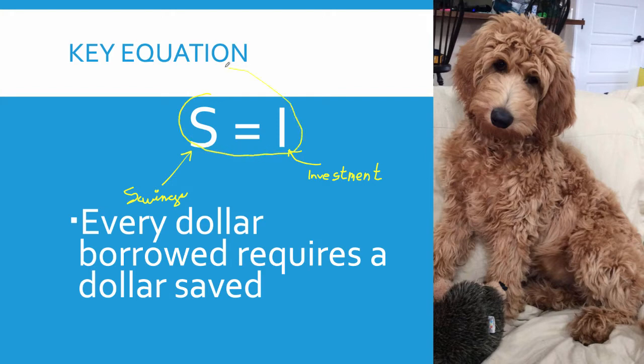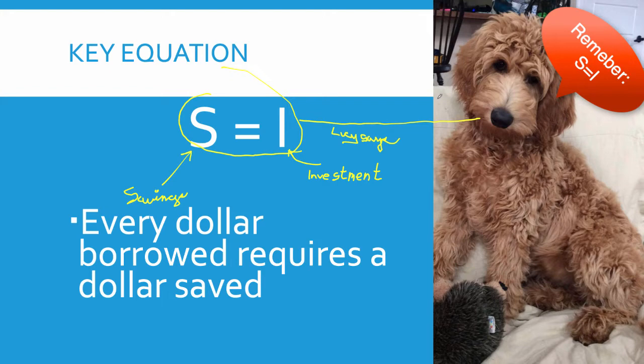to have any savings. So think about this. Lucy says, if you don't have any savings, you cannot have investment. Lucy says, if you want to understand the loanable funds market, you need to understand this equation. Savings equals investment. So what does that look like?